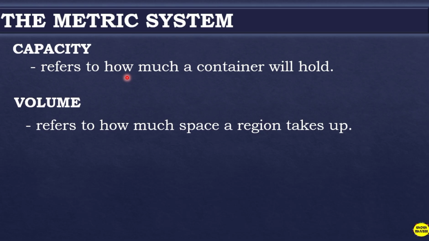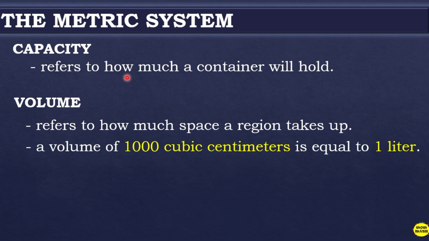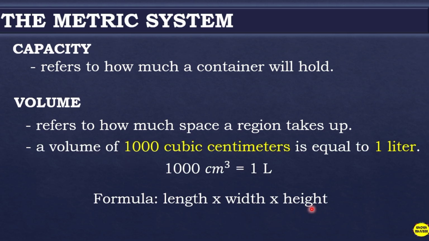Kapag halimbawa, ang gusto mong makuha ay gaano karaming tubig ang ilalagay mo sa pool, three-dimensional na. Meron ka ng length, width, and height. Hindi na lang siya basta bote. Volume po yun. So, remember that a volume of 1,000 cubic centimeters is equal to 1 liter. Tatandaan po na for every 1,000 cubic centimeters, that is equal to 1 liter.